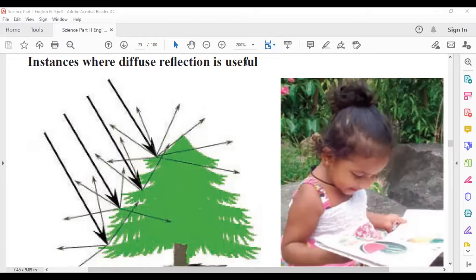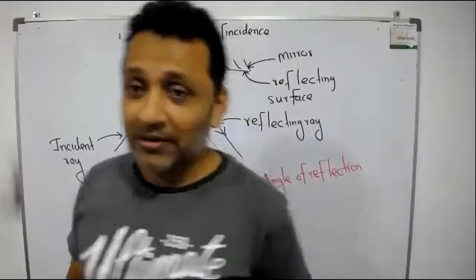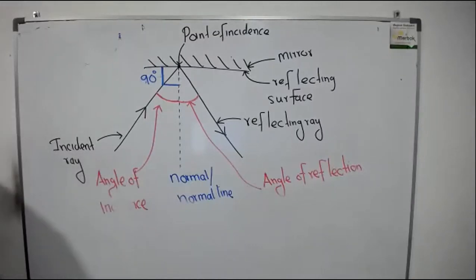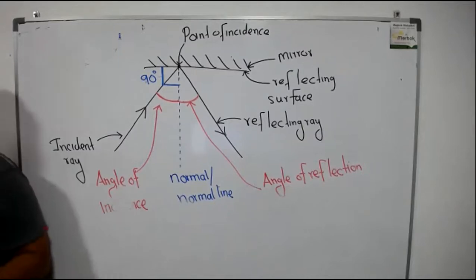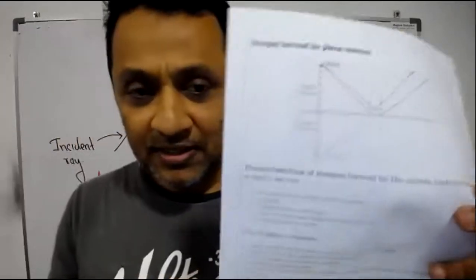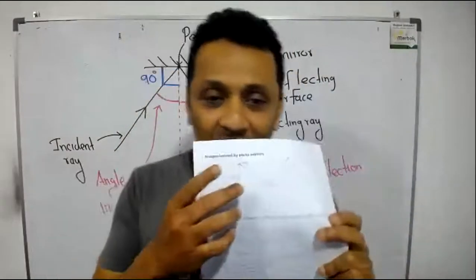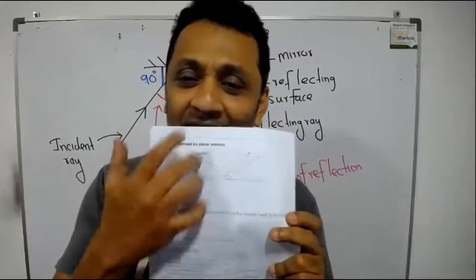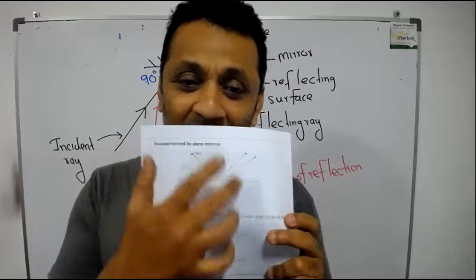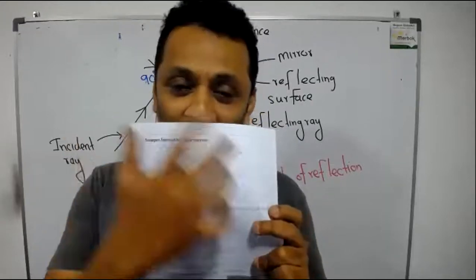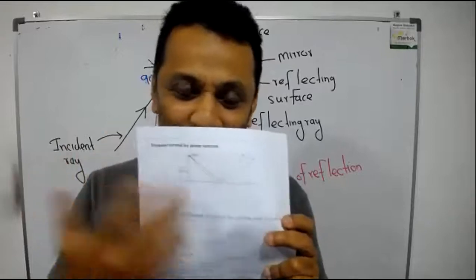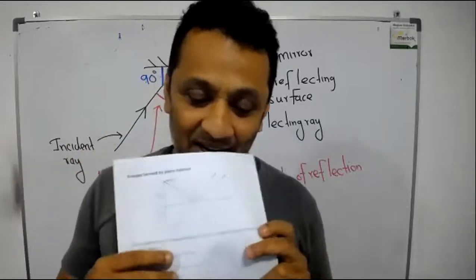Okay, now thereafter you are coming to the heading on page number 3. In page number 3, how an image is created in a plane mirror is shown to you. A color picture is there in your textbook.